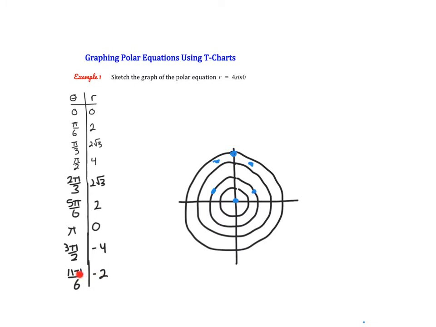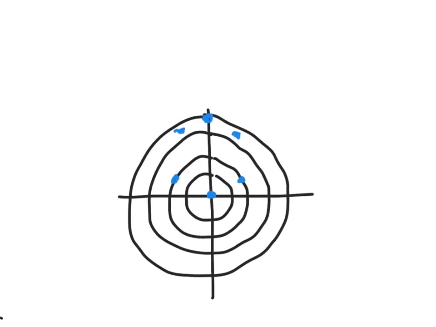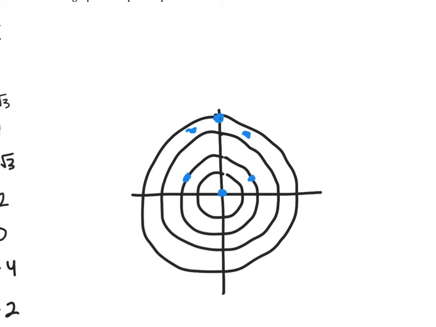Let's look at this point. 11 pi over 6 would be right here, but we're going to move 2 in the opposite direction, so it brings us to a point that we already have. So actually, for all the angles in quadrants 3 and 4, we're just repeating points that we already have. So if you look at this, you can tell that it actually makes a graph of a circle. So if I connect it, we get something like this.